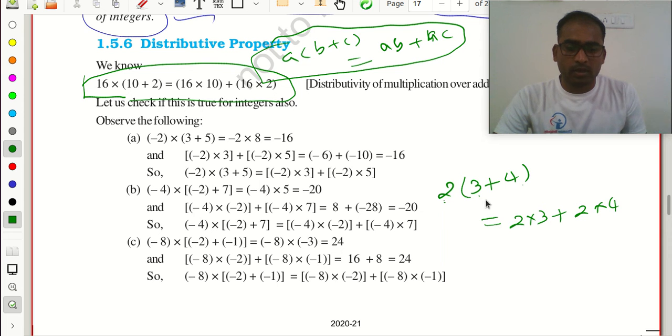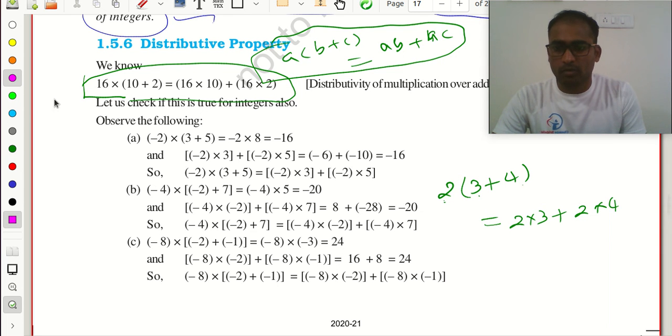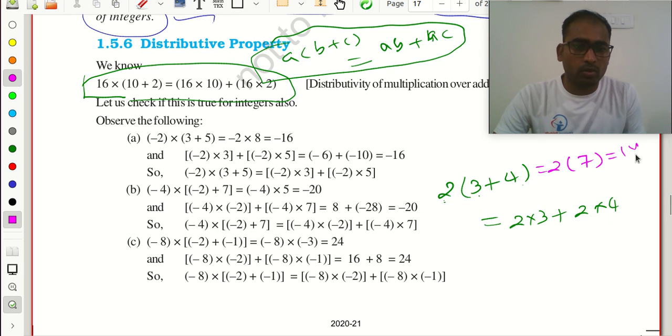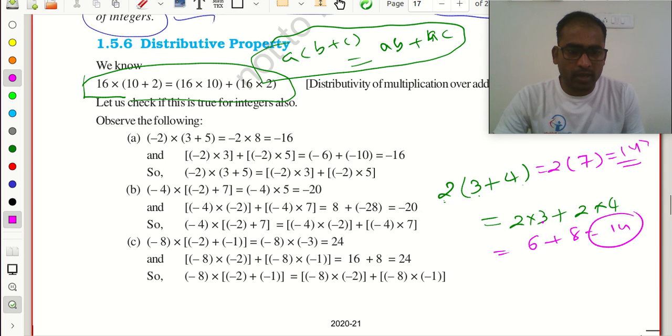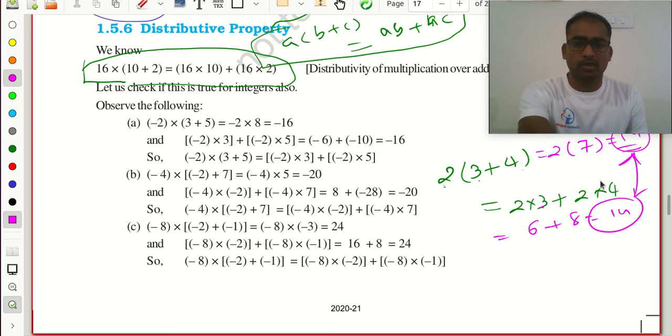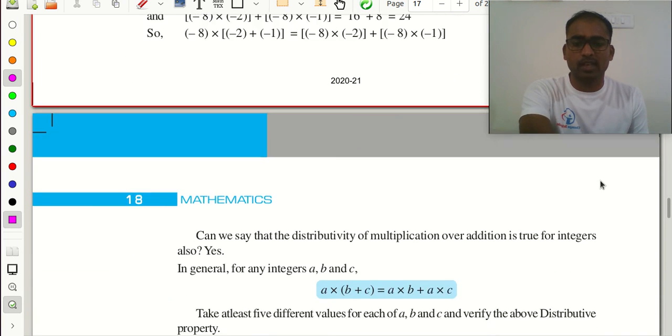So here I need to check these two answers. What am I getting? 2 multiplied with 3 plus 4 is how much? 3 plus 4 is 7. 2 times 7 is 14. Okay? Next, 2 times 3 is 6, 2 times 4 is 8, and 8 plus 6 is 14. This 14 and this 14 are the same. So I can say this distributive property holds for multiplication in integers. Is this clear with you all?